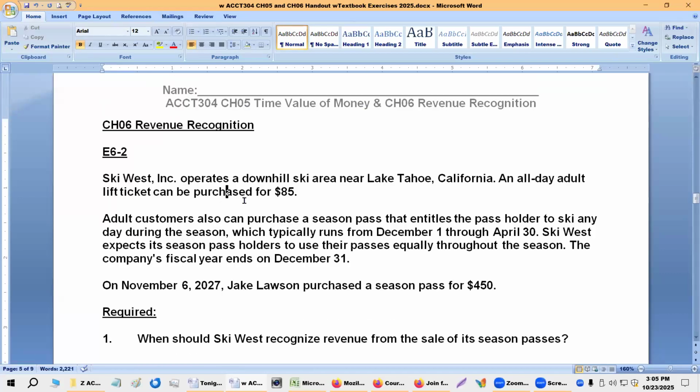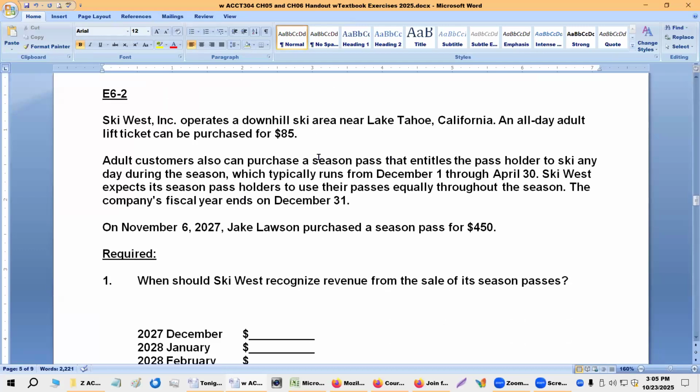Revenue recognition. This is especially true in things like long-term contracts.